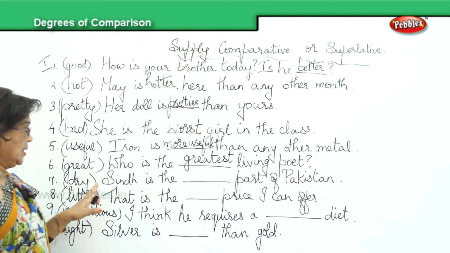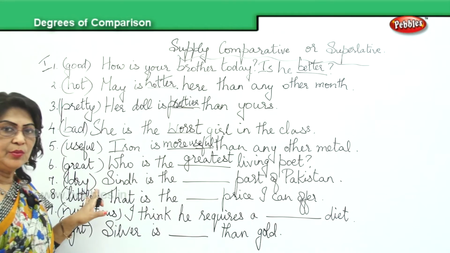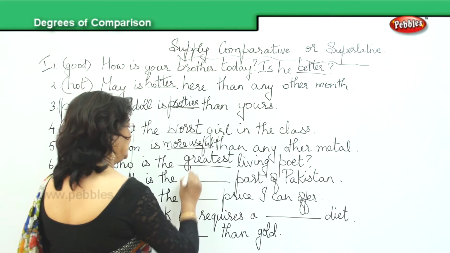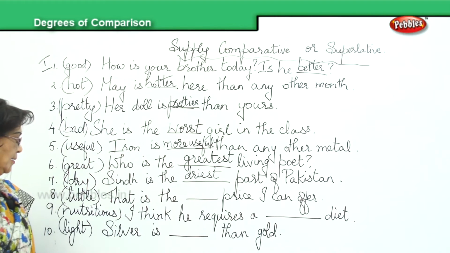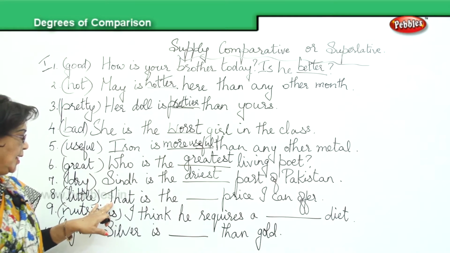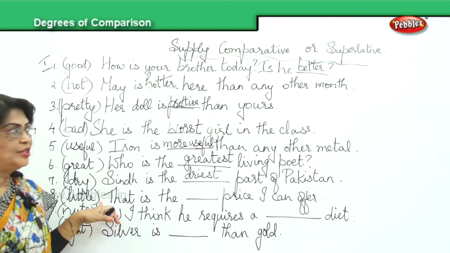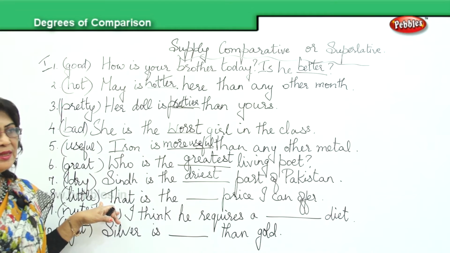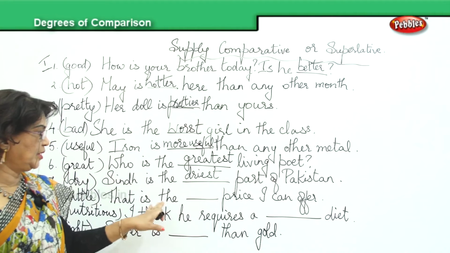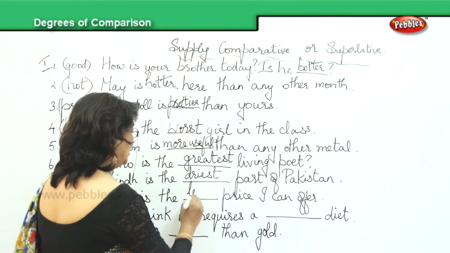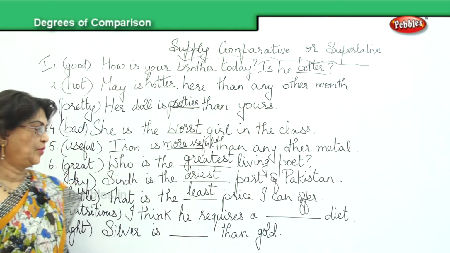Next one, dry. Sindh is the dash part of Pakistan. Again, the, and the word is dry. Driest. D-R-Y becomes I-E-S-T. Driest part of Pakistan. Little. That is the dash price I can offer. Little. What are the other two degrees? Comparative and superlative. Little, less and least. So what is the degree here? Superlative degree. Isn't it? After the becomes L-E-A-S-T. That is the least price I can offer.